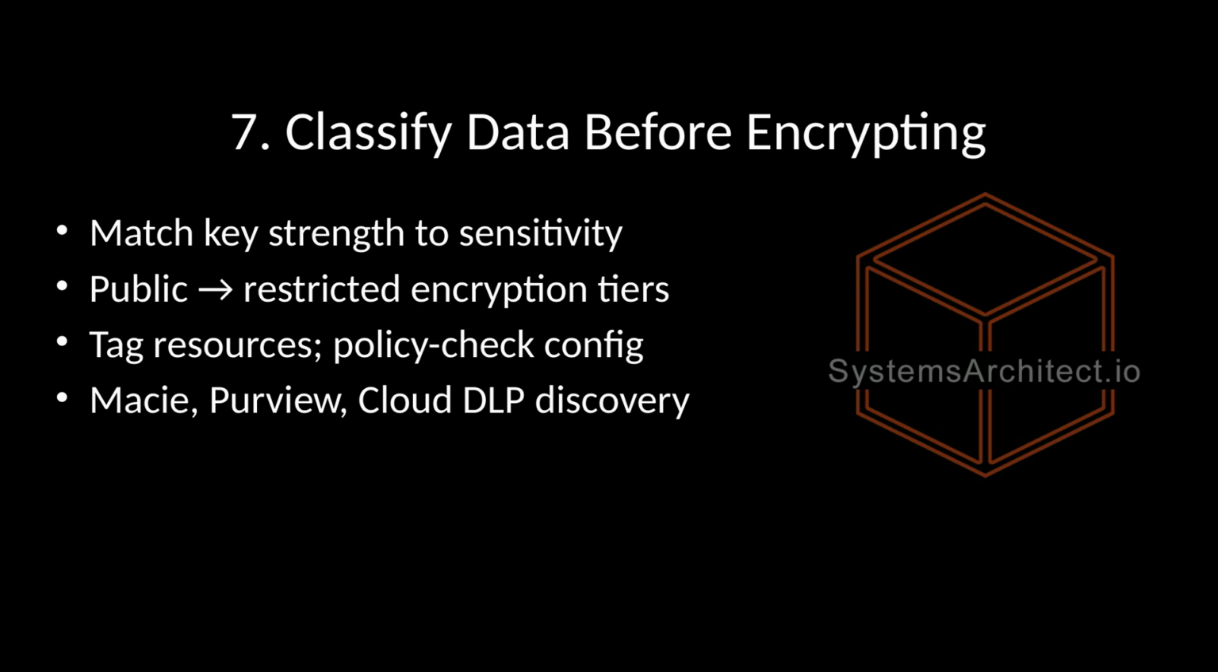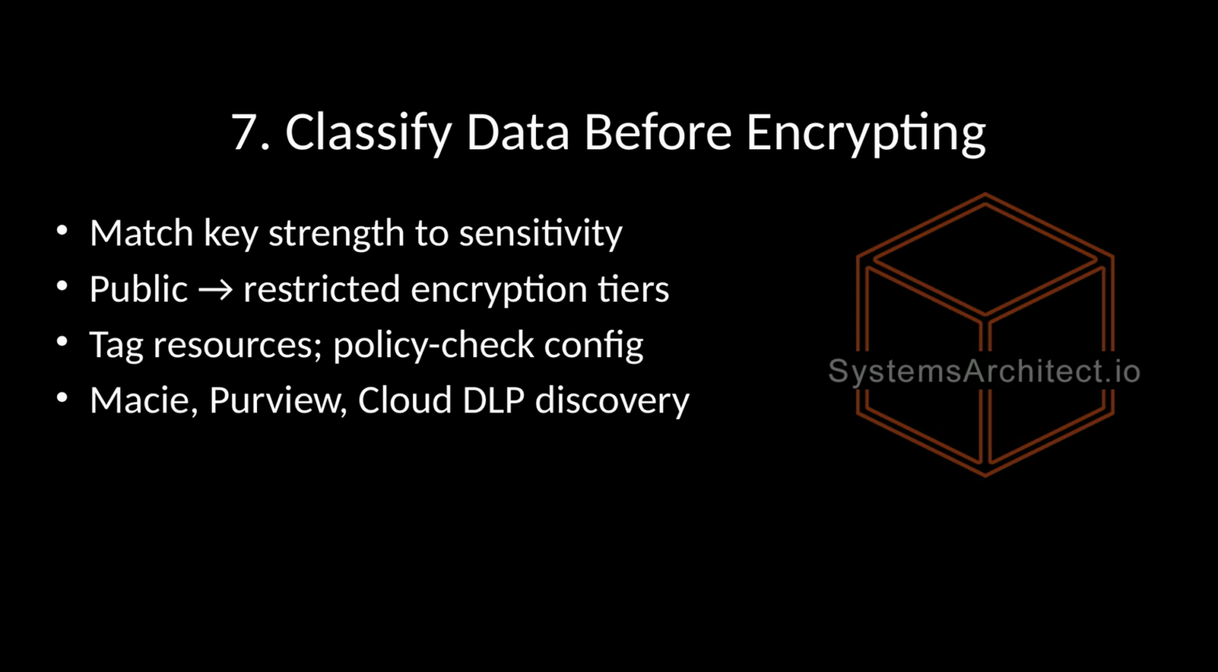Seventh, classify data before encrypting. Why not one key for everything? One master key for everything means one compromise decrypts everything. Tiers match cost and control to risk. Map public, internal, confidential, and restricted to provider keys versus CMK, logging, HSM backing, and break glass only access. Tag resources by classification and policy check that encryption matches the tag.